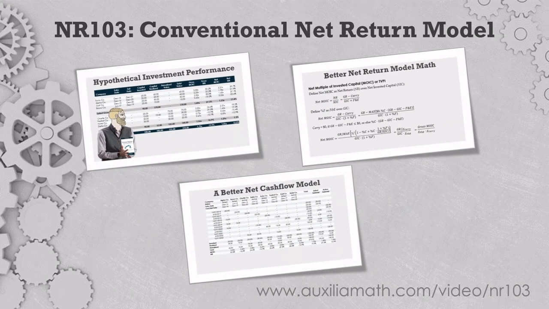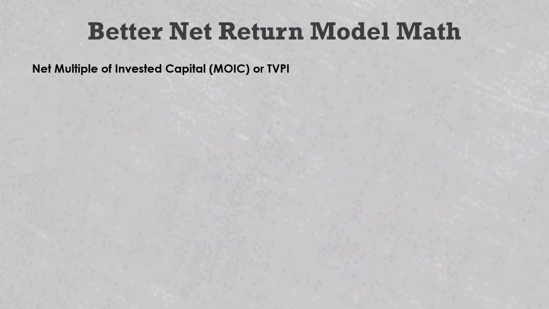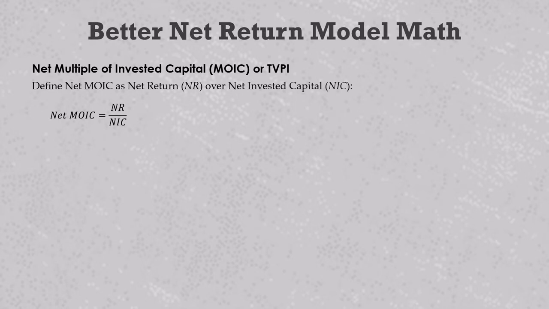We start with the net multiple of invested capital, which can also be called the net multiple, net MOIC, or total value to paid-in capital. Let's define this as the net return, NR, which is the sum of LP distributions and fair market value, divided by net invested capital, NIC, which are the LP contributions. Now, in any of these oversimplified hypothetical net return models, we consider the net return to be the gross return minus carried interest, and we consider net invested capital to be gross invested capital plus management fees and fund expenses.